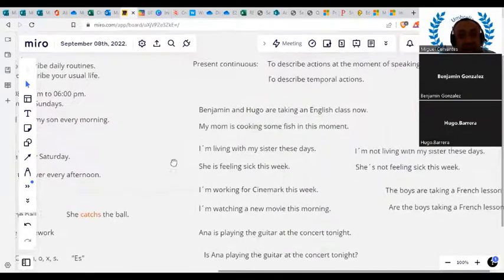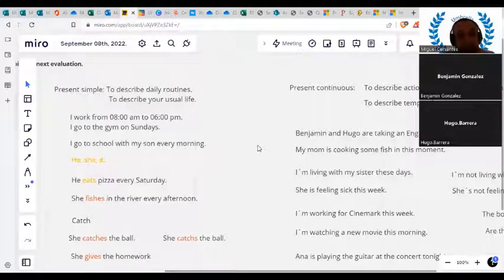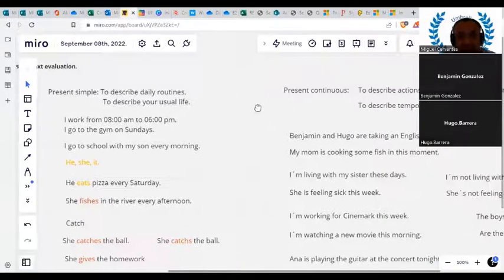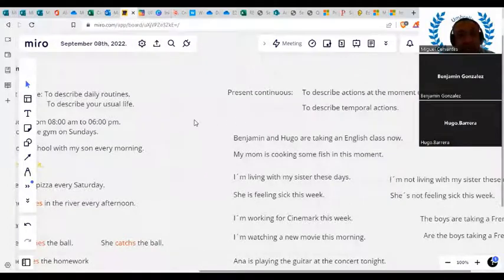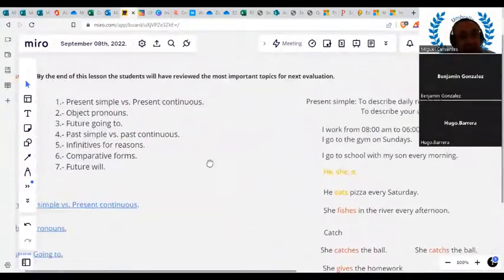So, any questions, Benjamin and Hugo, or something not clear about present simple and present continuous? It's clear. Okay. Basically, remember, simple present is to describe daily life, daily routine. Present continuous is to describe temporary actions or actions at the moment of speaking. Okay, that is the main difference.